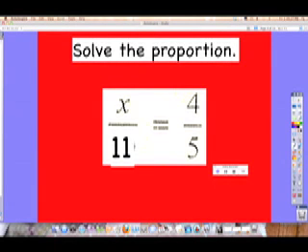Let's start the review right now. So before the quiz, let's review this type. Solving this proportion, I actually want a hand in the air. Tell me exactly how you solve this one. Dee, what did you do?